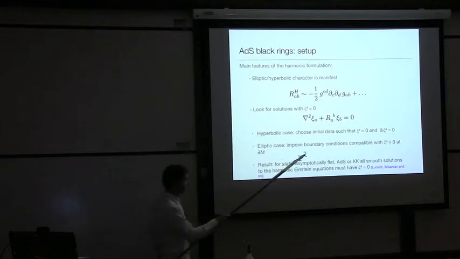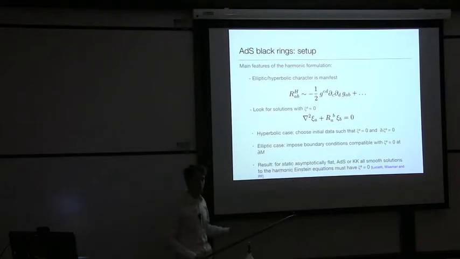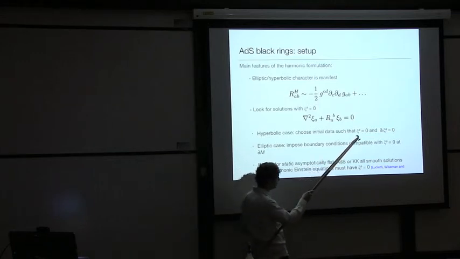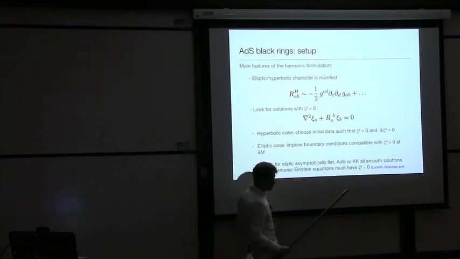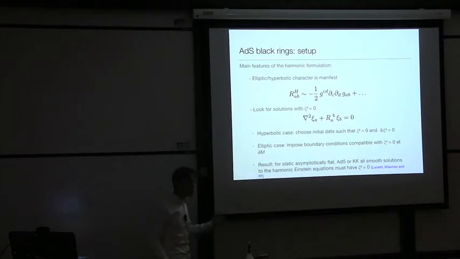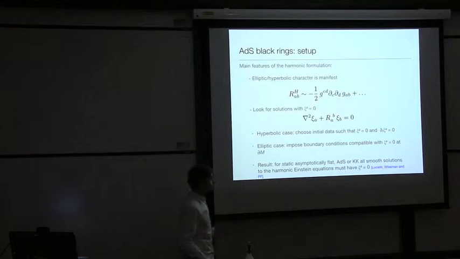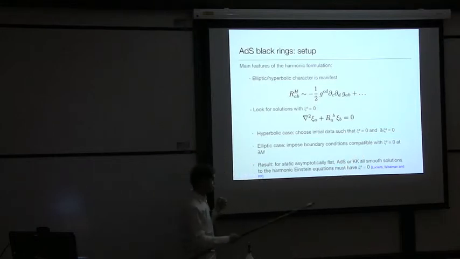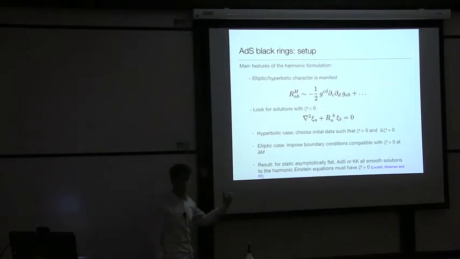Well, it matters. The only place where there's a difference is on how you will go about finding solutions for which this vanishes. In the hyperbolic case, this is easy because you simply have to construct initial data for which this is satisfied. In the elliptic case, it's slightly more tricky, and you have to impose boundary conditions compatible with this vanishing at the boundary, but then proving that if you do that, the solutions to the harmonic Einstein equations are Einstein metrics is non-trivial.